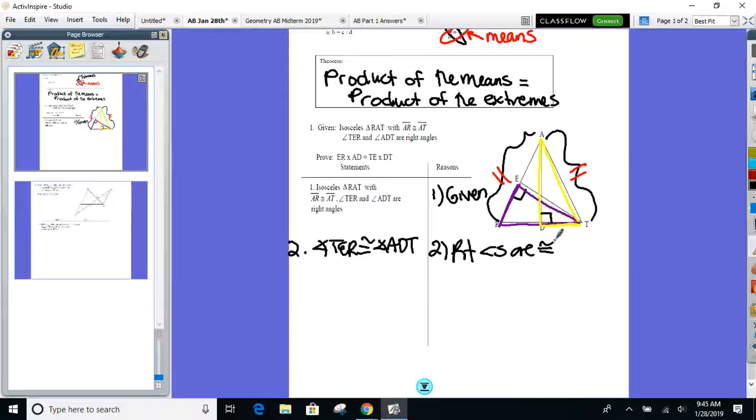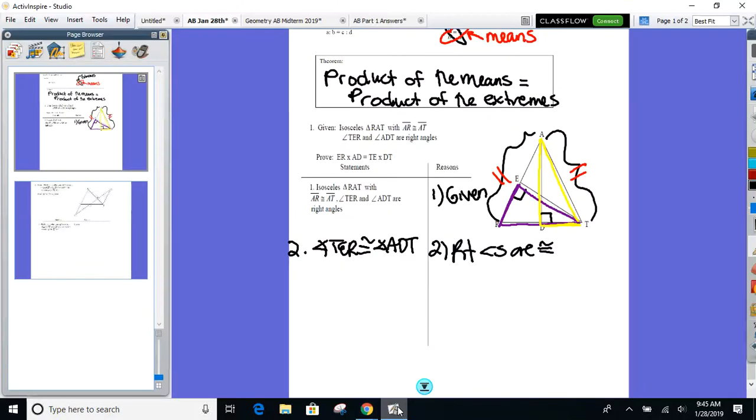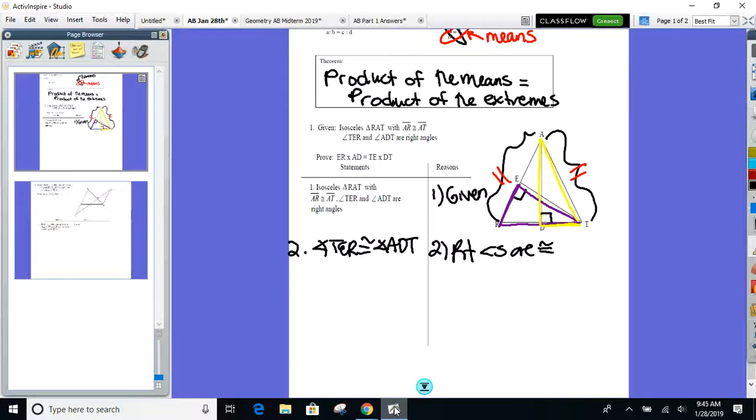One pair. Where's the other pair coming from? Use your givens. Use your givens. We talked about the right angles. We didn't talk about the congruent sides, though. Where's the other pair? I got a 5 here. Nope. Yes, we do. Here we go. Fiona, where's the other pair going to come from? These two sides are congruent.